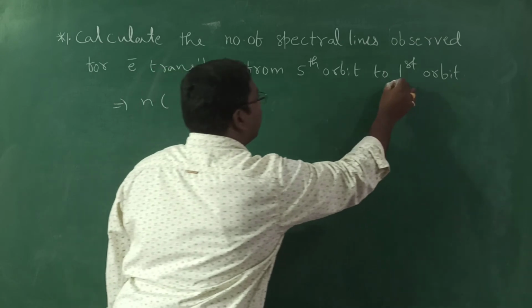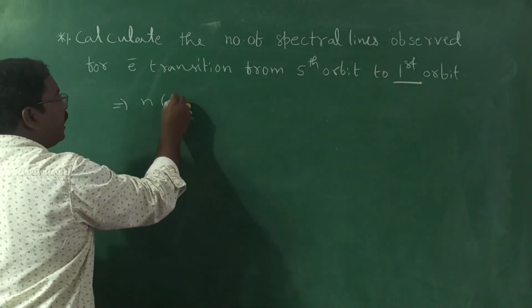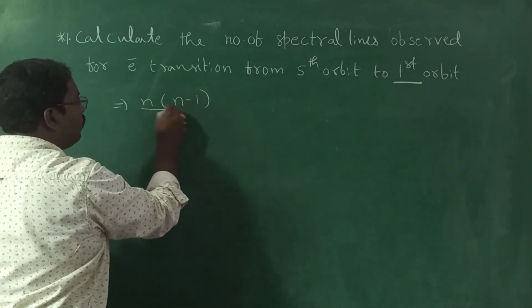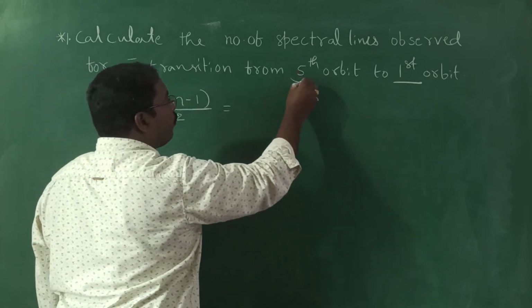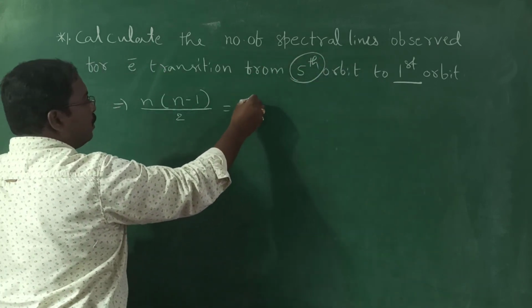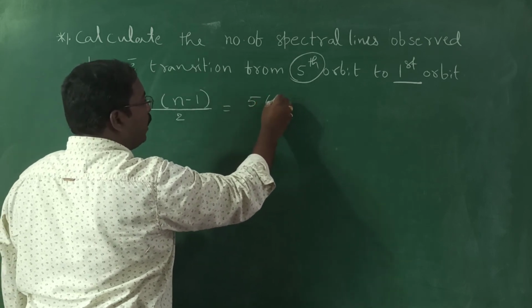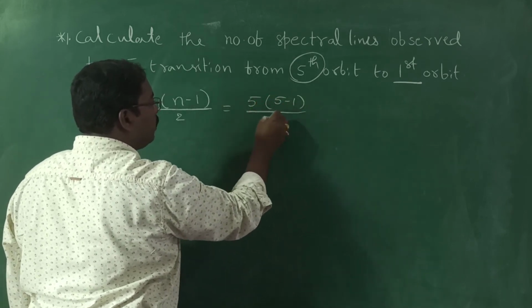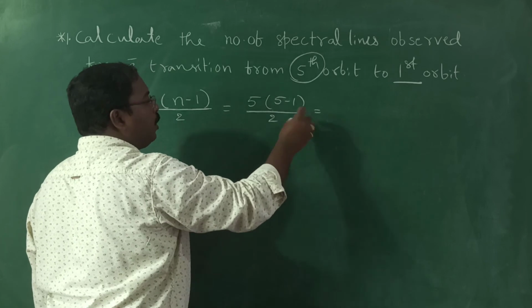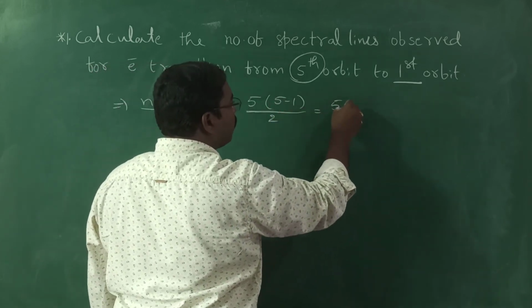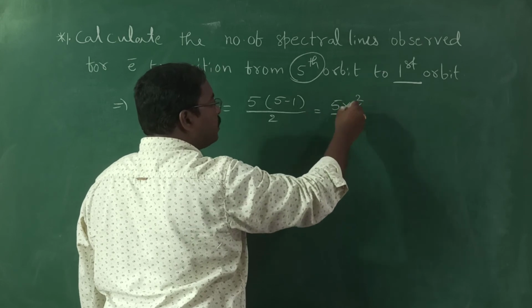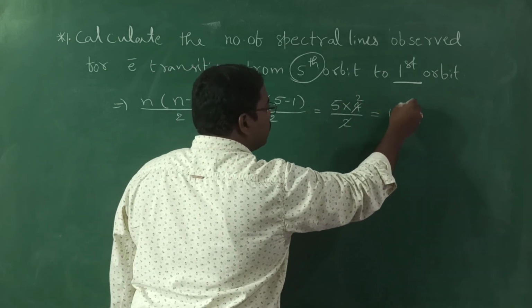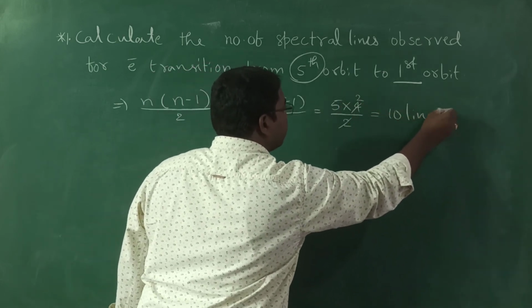To the first orbit, so I am going to use the formula n into n minus 1 by 2. So substitute. What is the n value here? 5. So 5 into 5 minus 1 divided by 2. 5 minus 1 how much? 4 divided by 2. So 2 cancels in 4, 2 times. 5 2s are how much? 10 lines.